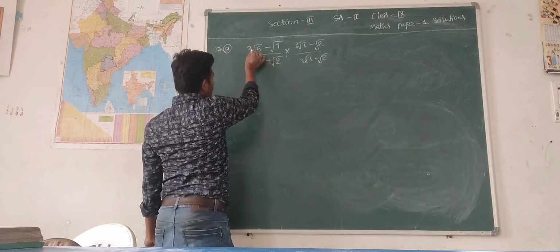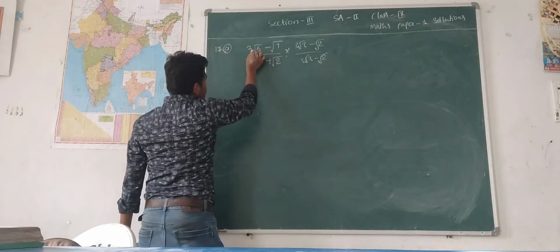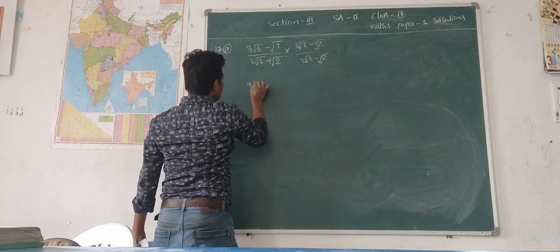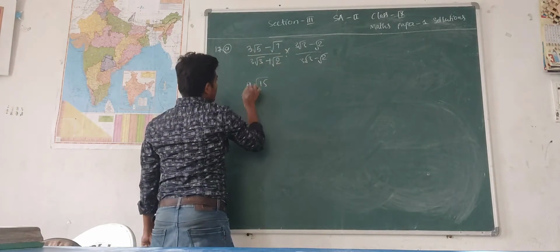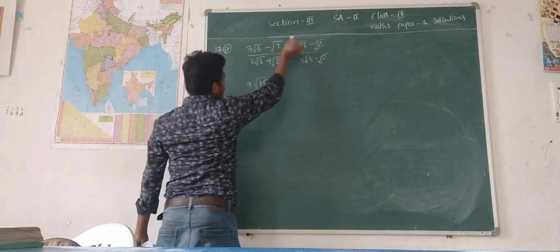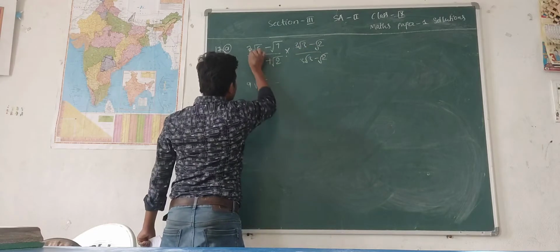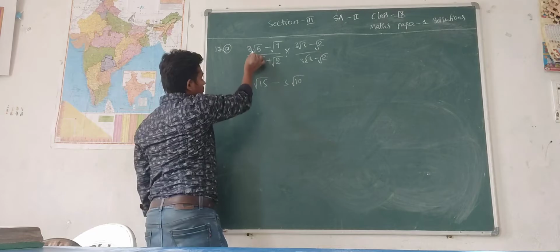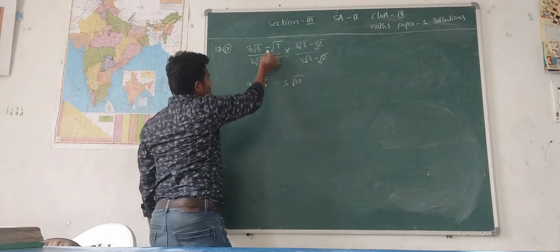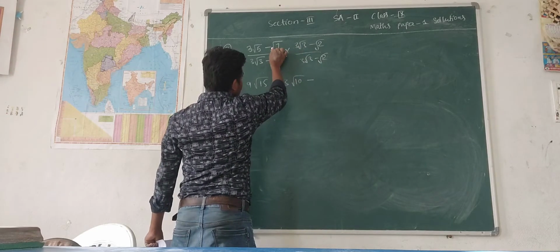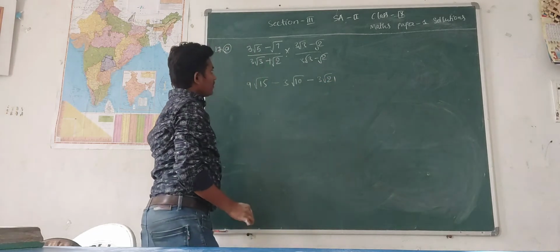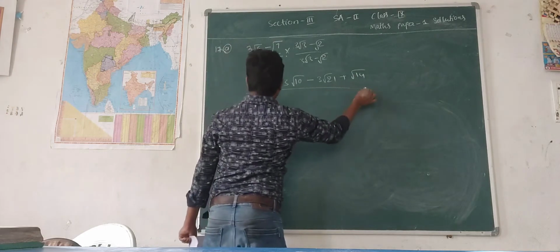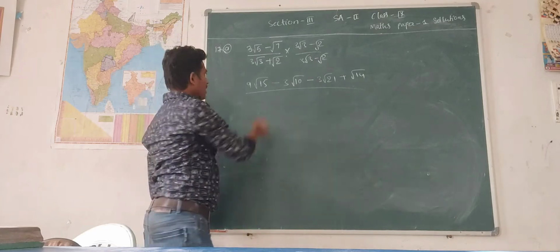In the numerator, now multiply 3√5 with these two. First 3√5 into 3√3: 3 times 3 is 9, and √5 into √3 is √15. Next 3√5 into −√2, that is −3√10. Next −√7 into 3√3, that is −3√21. Next −√7 into −√2 is plus √14.